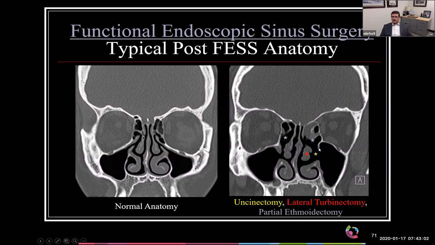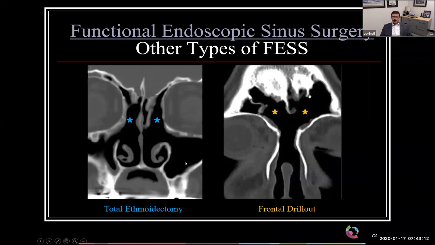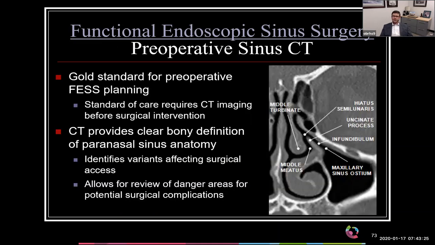So here's a patient that has undergone a maxillary antrostomy, uncinectomy, partial turbinectomy, and then partial ethmoidectomy. Getting a little bit more extensive, this patient had further turbinectomy and now a total ethmoidectomy. And then this is the most extensive where they actually go all the way up into the frontal sinuses, and that's a frontal drill out procedure.